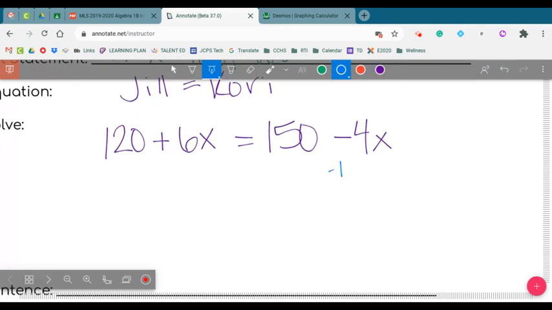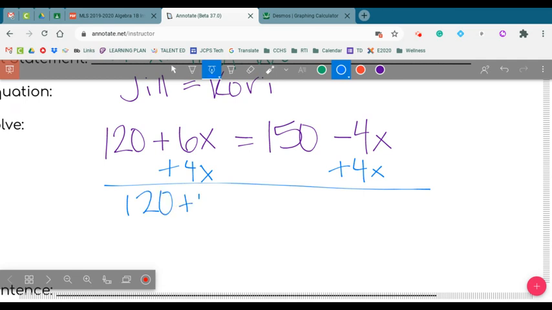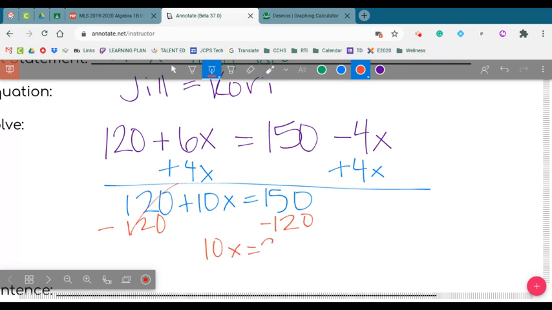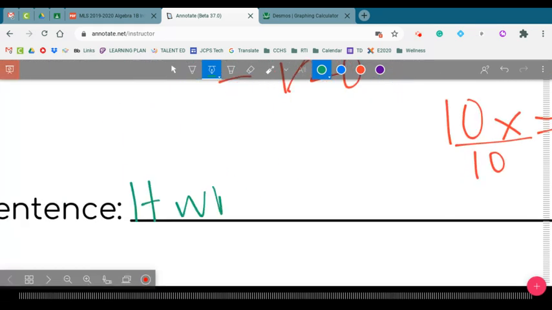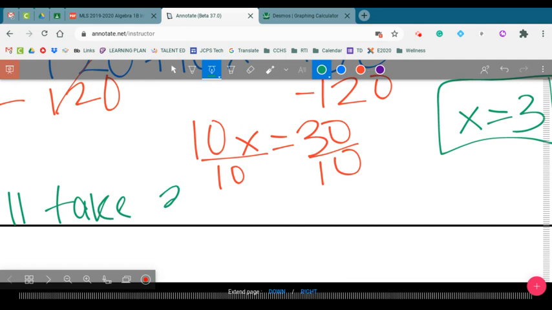Then we're going to solve. We're going to add our 4x. We get 120 plus 10x equals 150, and then move our constant over, so I'm going to subtract 120. You get 10x equals 30. Divide by 10, divide by 10. You're going to get x equals 3. So how many weeks will it take? It will take 3 weeks for their weights to be the same.